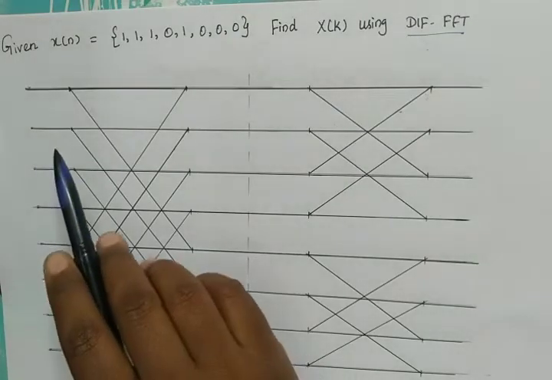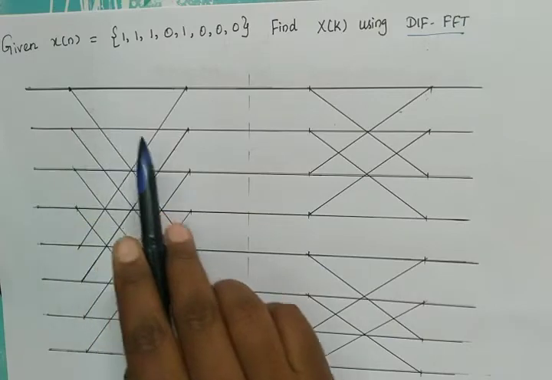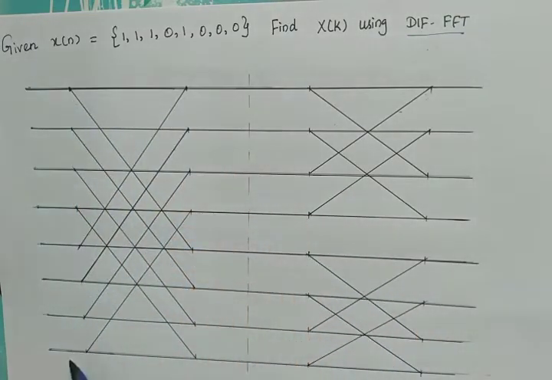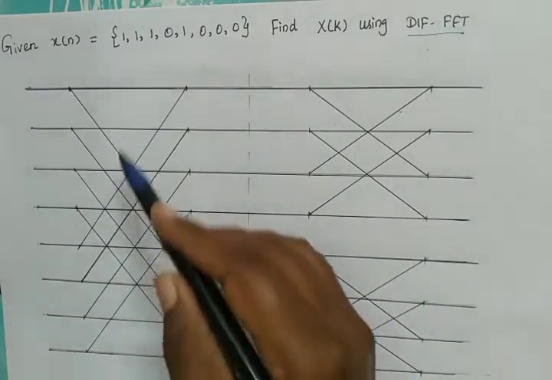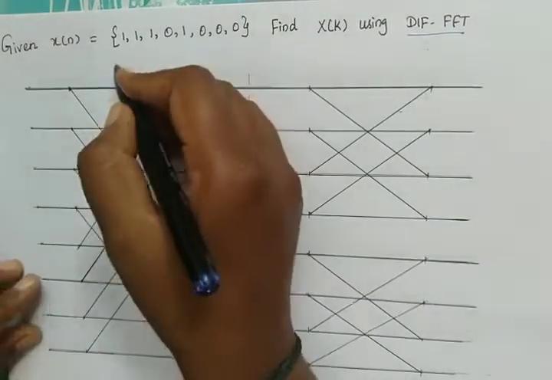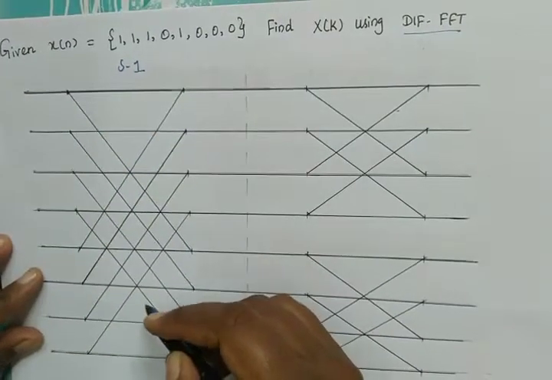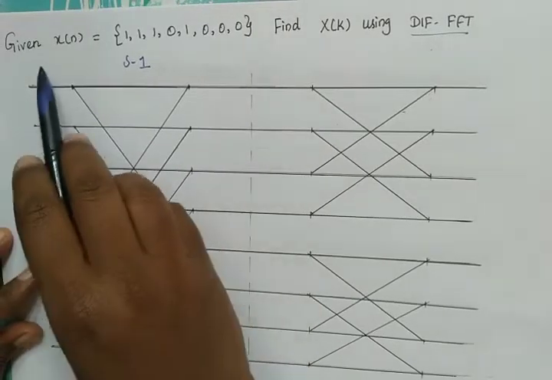And in DIT the butterfly structure differs. There we have first 4 butterflies, then 2, then 1. But here we have this butterfly as stage 1. This is our stage 1. Hope you remember. And let us take this example.